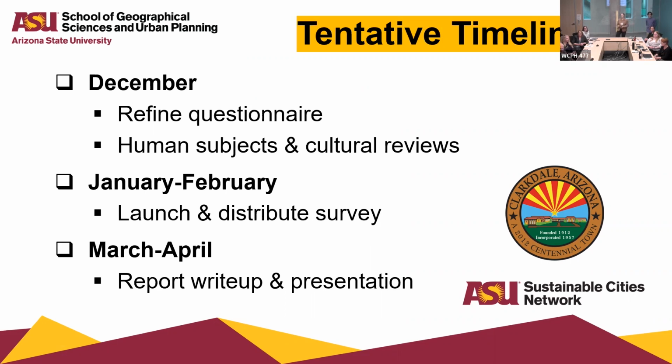And here is our timeline. So December, this month, woo, we plan on refining the questionnaire, finish refining it, and hopefully we'll be able to iron some stuff out today. That's exciting. And then we're also planning on getting through the human subjects and cultural reviews. And then January through February, that's when we plan to launch and distribute the survey. We do want to have it up for as long as possible that makes feasible sense in the timeline given. And then from March through April, that's when I'll be working on analyzing the results and creating the write-up and recommendations from the results.